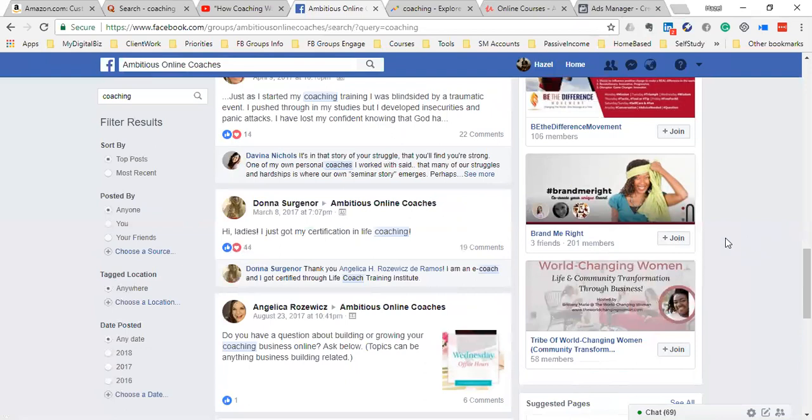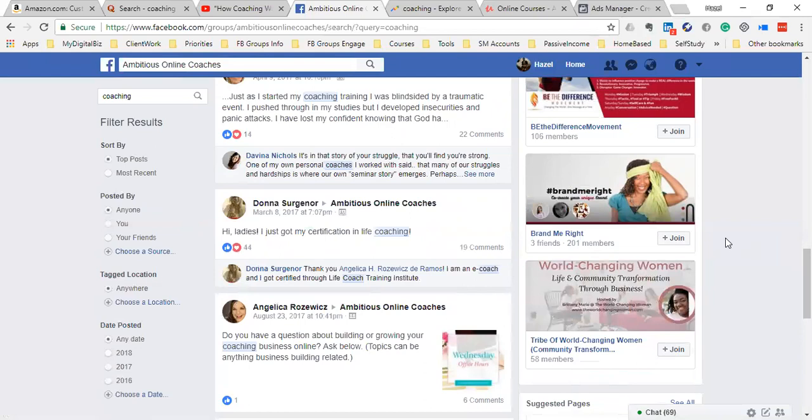Okay, now the second approach on how you will be able to use Facebook groups is joining Facebook groups that are specific to your course idea. So remember, the previous group is specific to my target market, not to my course idea. So if I'm going to look for groups, I'm going to look for groups that are about coaching, not really for coaches, but really about coaching, right?